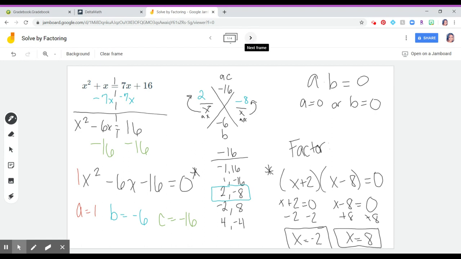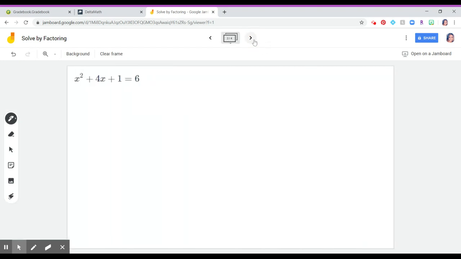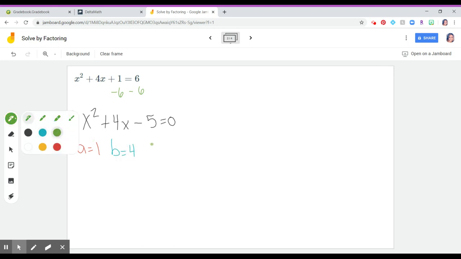I'm going to jump to the next problem. Again, similarly, we want to make sure that this is equal to 0. So I'm going to subtract 6 first. Then I'll get x squared plus 4x, and I'll have negative 5 equals 0. And then identify A is 1, B is 4, and my C is negative 5.